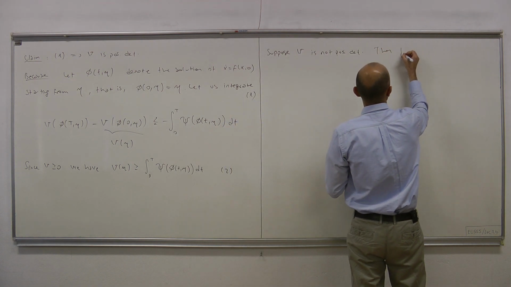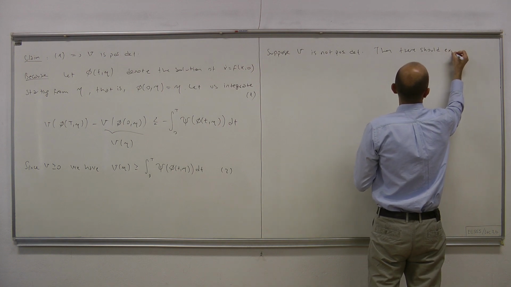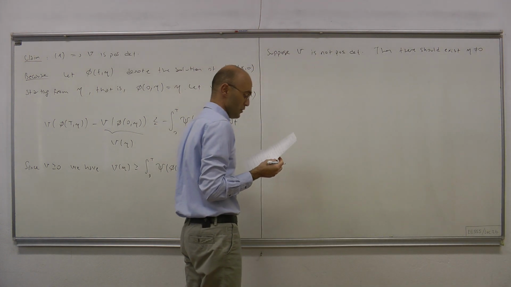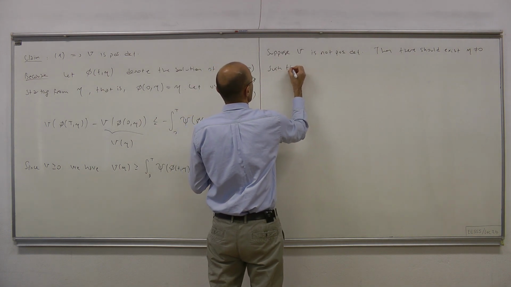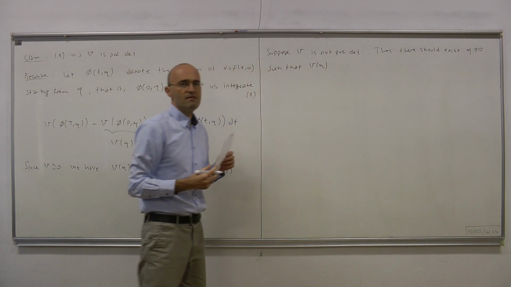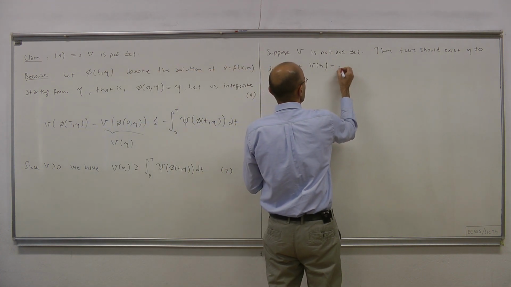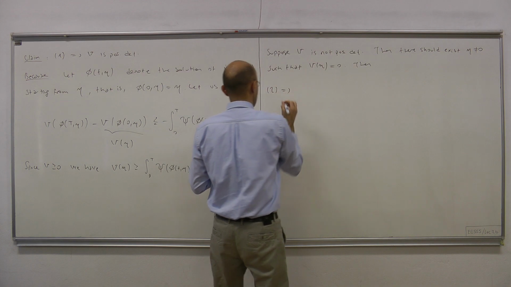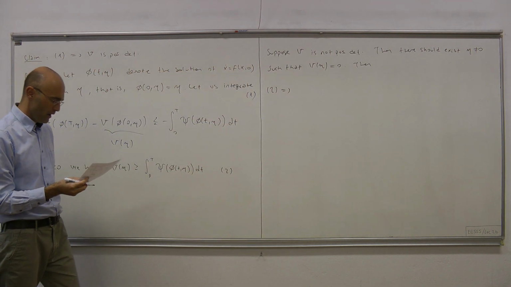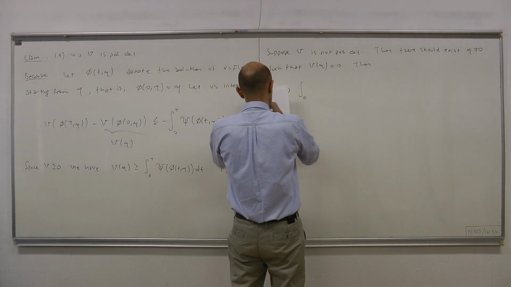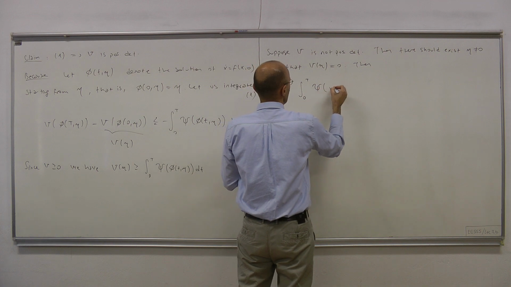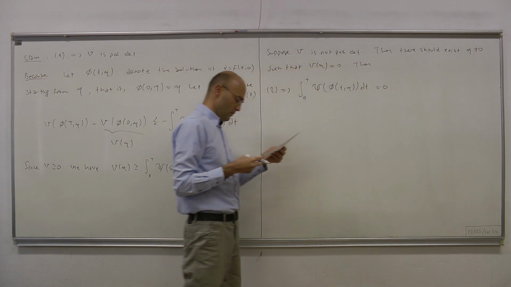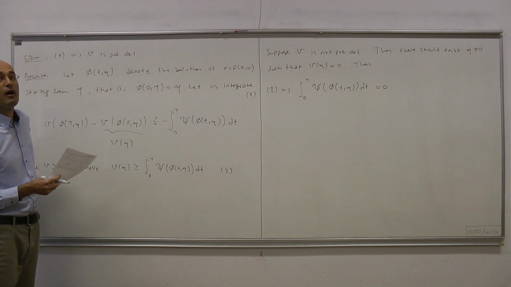by definition there should exist some state eta, other than 0, other than the origin, such that v of eta is 0. Okay. Then the inequality that we just obtained here, called inequality number 2, implies the following: the integral from 0 to T of psi of the state at t, with initial condition eta, dt, equals 0. Now, why does it imply that?